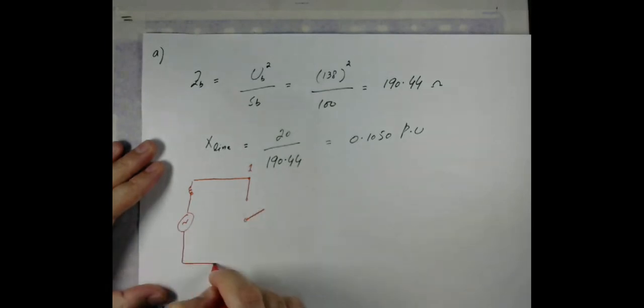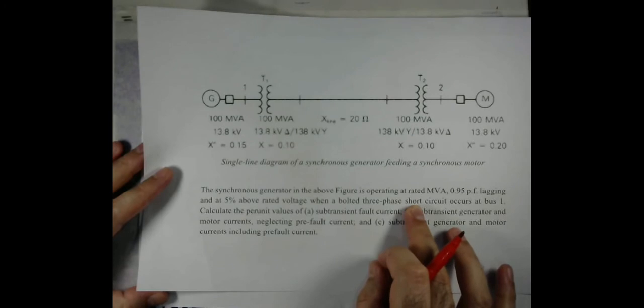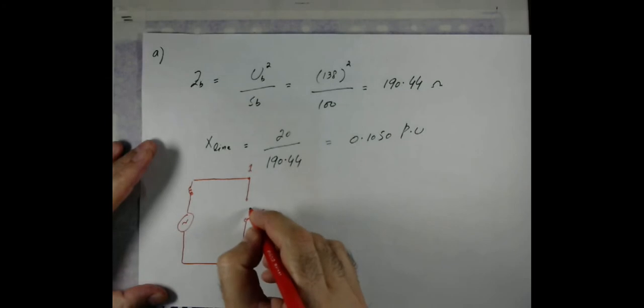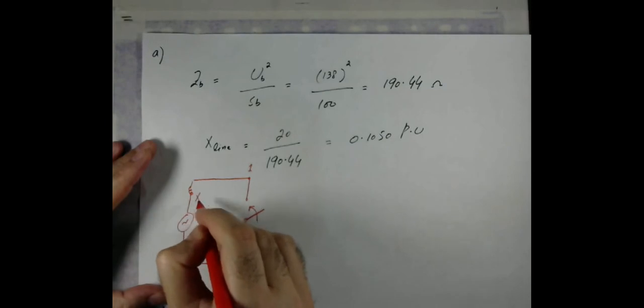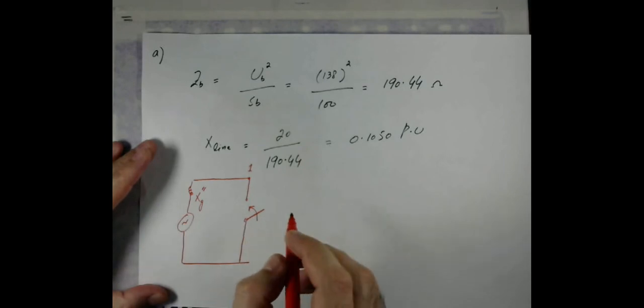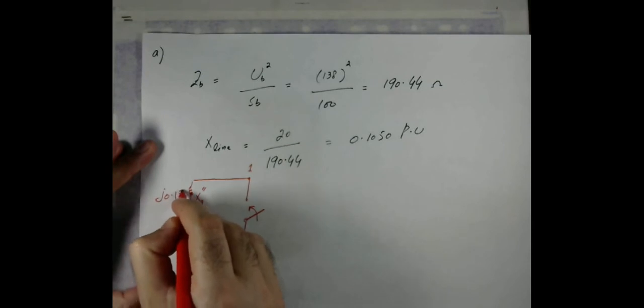As it is a bolted type fault, because the given data says that a bolted three-phase short circuit occurs at bus number 1, which means that ZF will be 0. That is the subtransient reactance of the generator. Let me put double prime here. That is the subtransient reactance of the generator, and that is given as J 0.15.